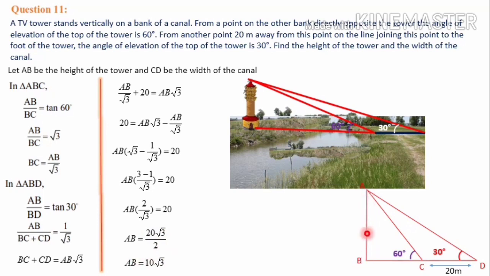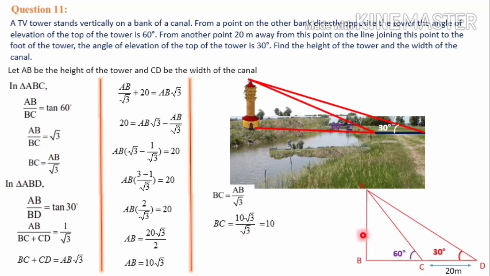AB we have got, AB is the height of the tower. So the height of the tower is 10 root 3 meter. Then BC we can go for calculation. That is BC is AB by root 3. Then BC is equal to AB, AB is 10 root 3, which we have calculated here, 10 root 3 divided by root 3. Root 3 cancelled. That is equal to 10.